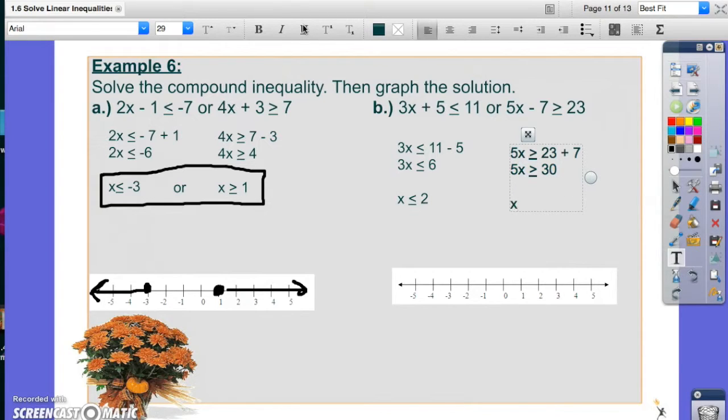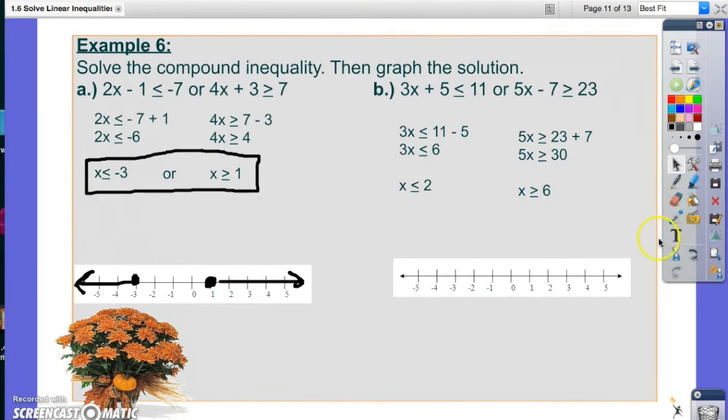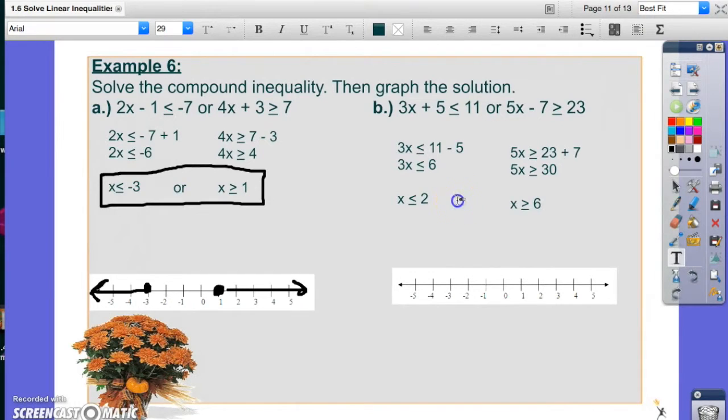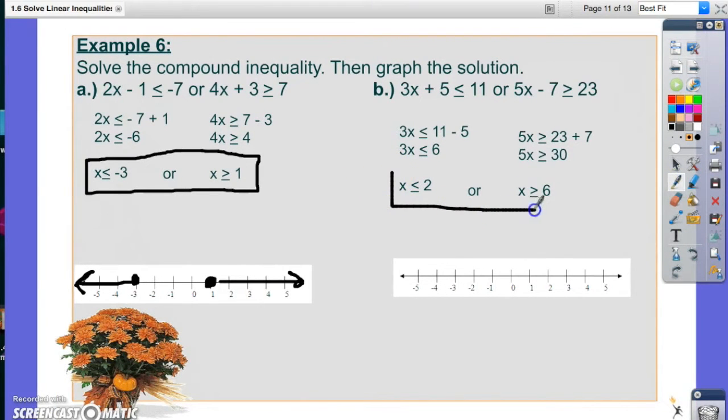When I divide both sides by 5, I get x is greater than or equal to 6. Remember, we have to put the word "or" between them. Is my final answer. Looks like I have two compound inequalities. x is less than or equal to 2 or greater than or equal to 6.